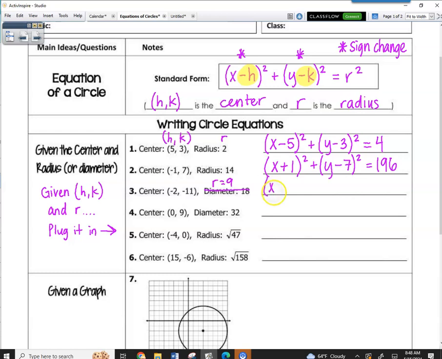So did you get (x + 2)² + (y + 11)² = 81? Did you get that? Yes. Okay. Number 4.